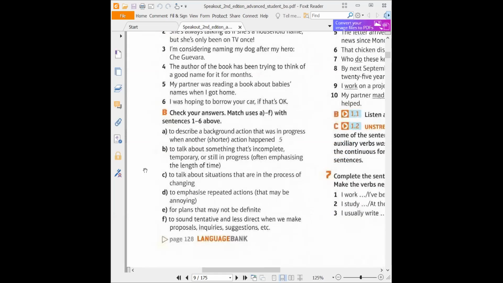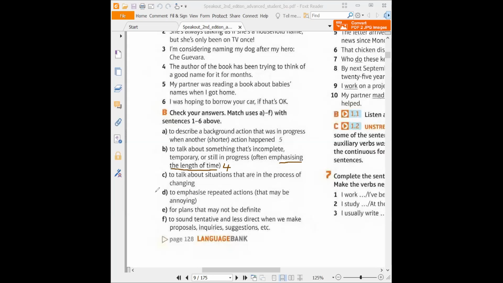Just do the same with B, please. Go ahead. Okay, to talk about something that's incomplete, temporary, or still in progress, often emphasizing the length of time. I think the author of the book has been trying to think of a good name for it for months. That's correct. Yes, that's correct. It's 4. You can see here, often emphasizing the length of the time.